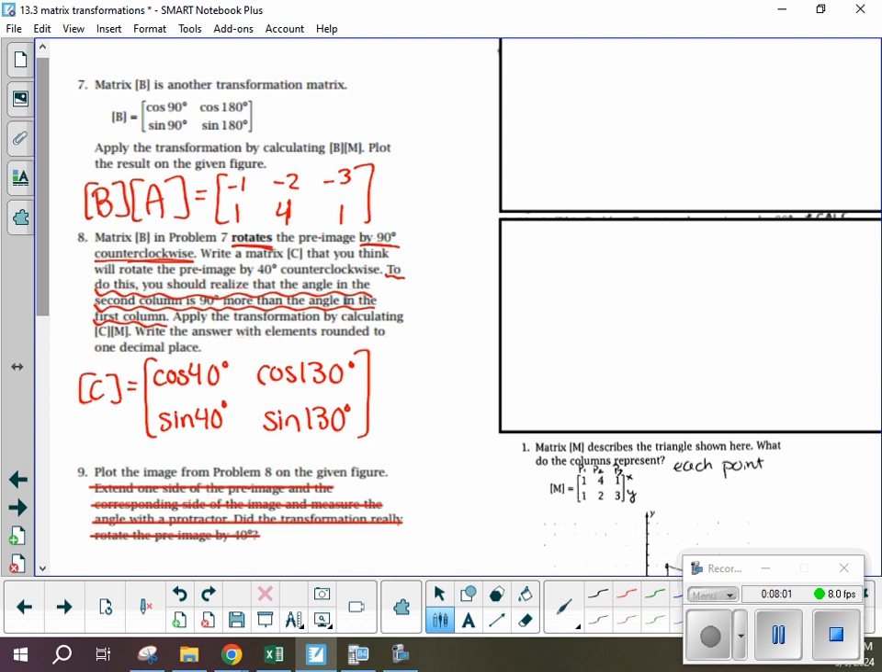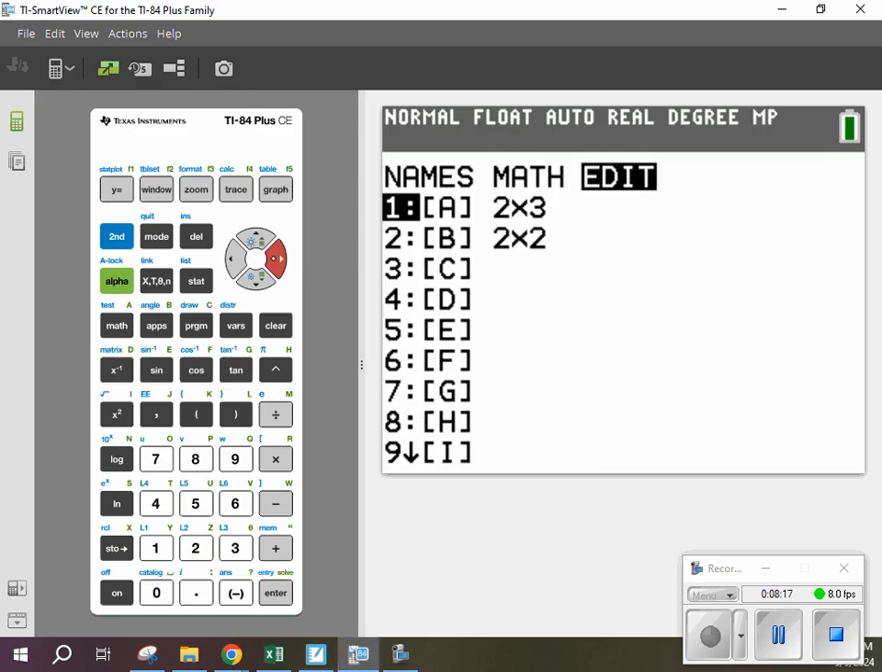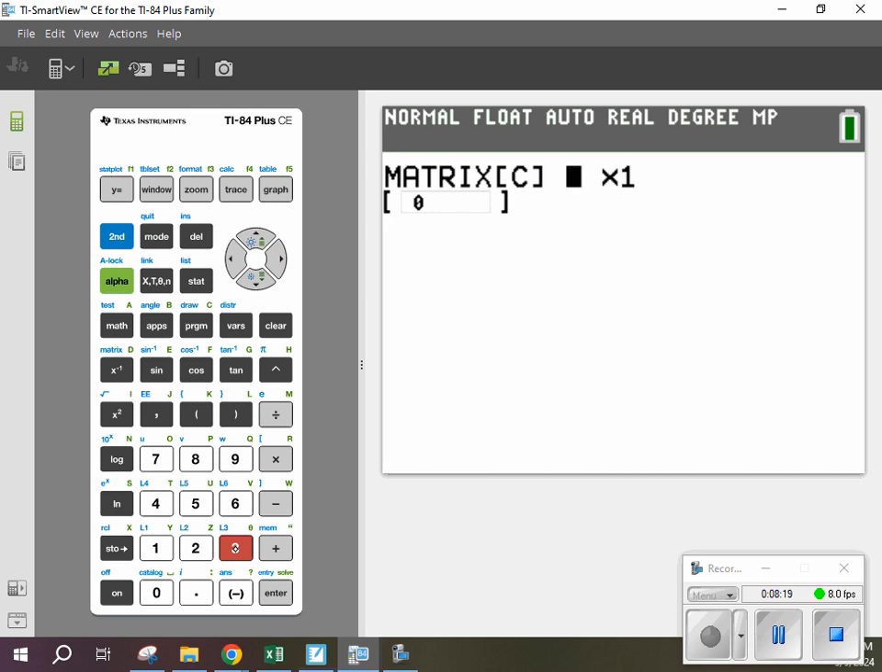Do ours match? Now, let's try it out. We're going to throw that in the calculator. Just put it in for C. It is going to convert it to decimals. Again, you'll see they're not nice, clean zeros and ones this time because we're using these weird angles, 40 and 130. So let's go ahead and edit matrix C. And we'll put in this 2 by 2.